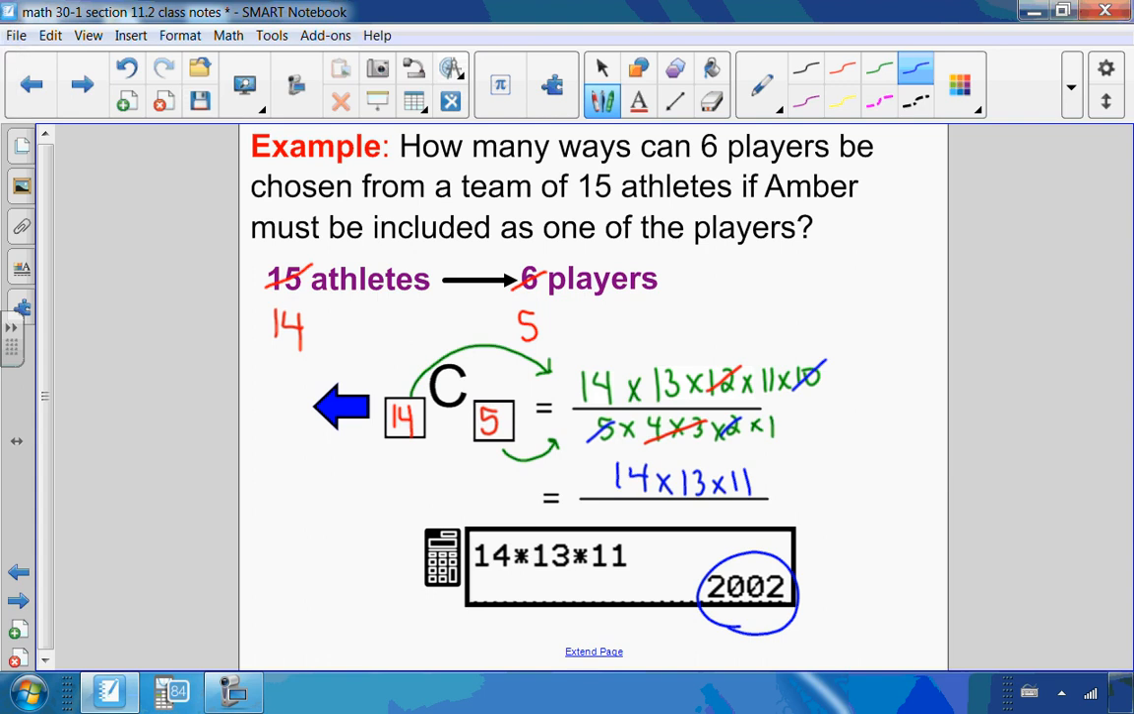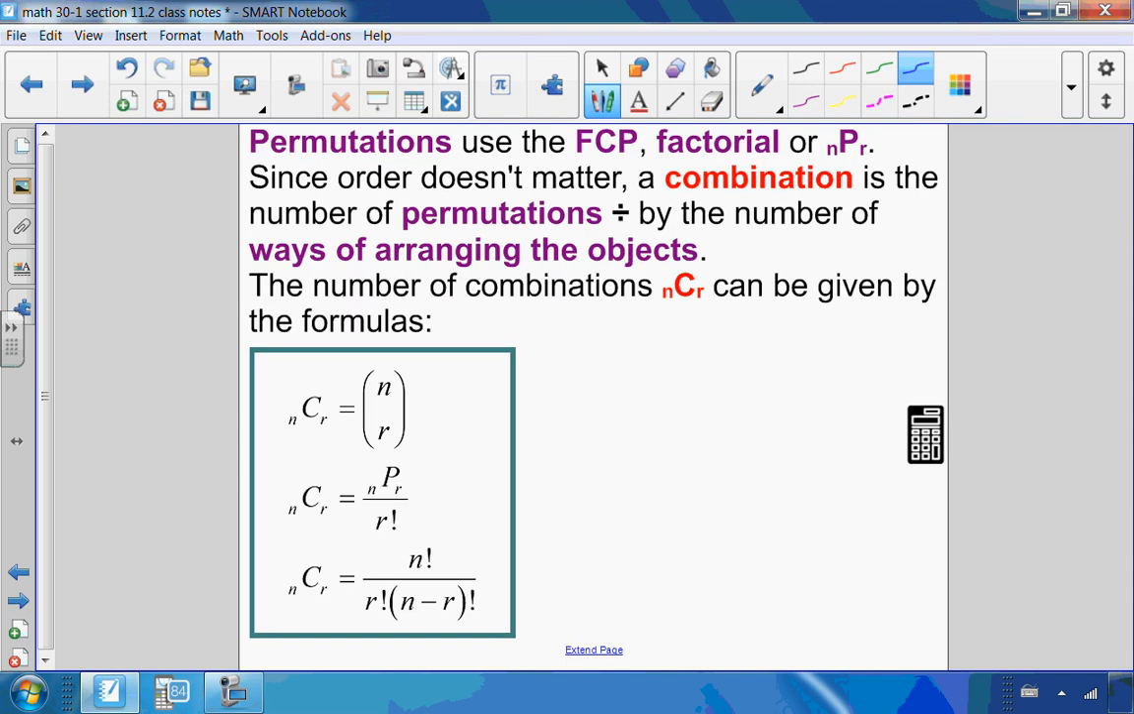Okay, so now that you've had a little bit of a taste of a combination, you don't have to do it by hand for every question. Let's look at how you could do it. So permutations were fundamental counting principle, factorials, or nPr notation, because order matters. But for combinations, the order doesn't matter. So we take the permutations and we divide it by the ways of arranging the objects. So the number of combinations, nCr, can be given by the following formulas.